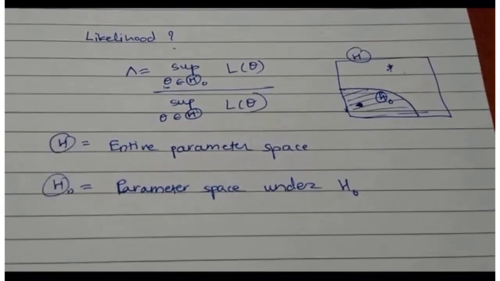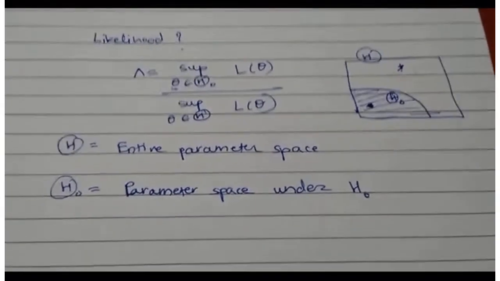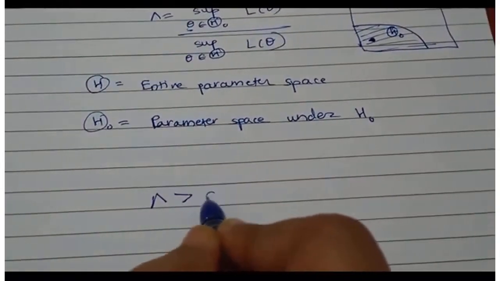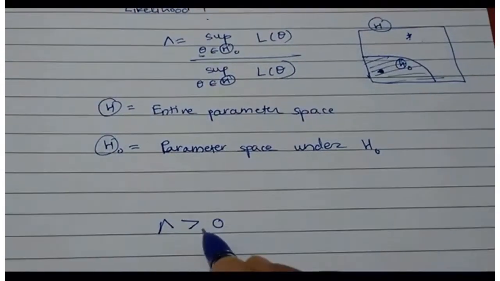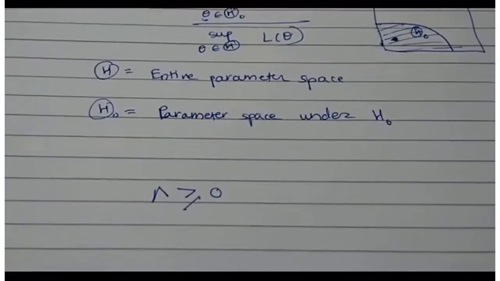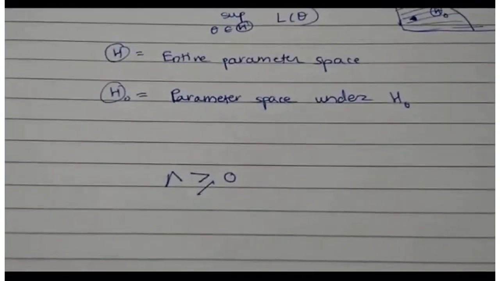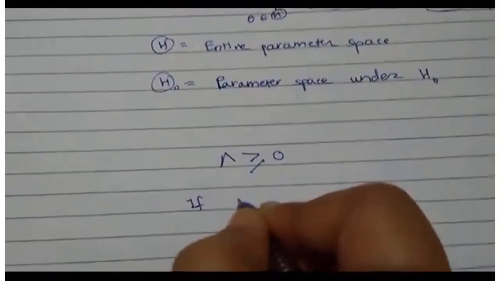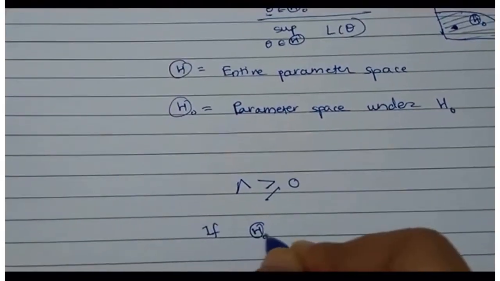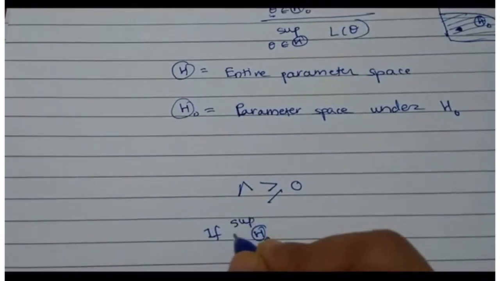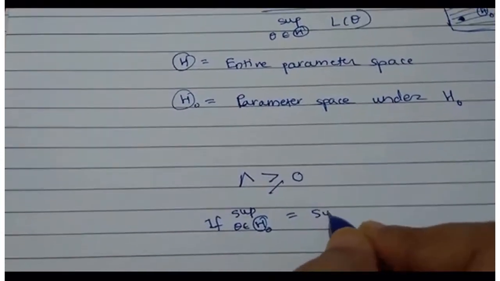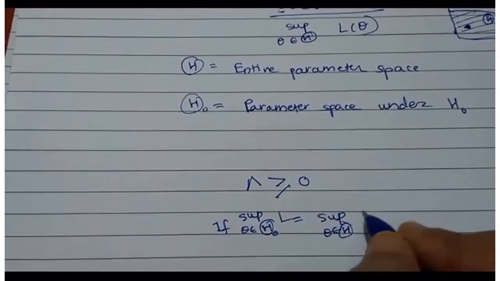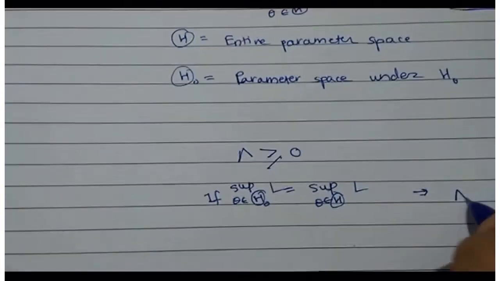First of all, I am taking the ratio of two likelihoods, and all of us know that likelihoods cannot be negative. So my lambda has to be greater than or equal to 0. This much we know. So we saw one case that if the supremum over script theta naught is the same as the supremum over the entire script theta, then we know that lambda is going to be 1.